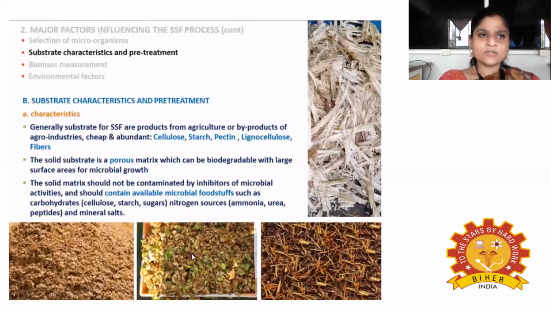So for solid state fermentation, we saw how to do it on a lab scale, how it is done on a pilot scale, and how it is done on a large scale. And then we came to the major factors that are influencing solid state fermentation. Under that, we saw the selection criteria of microorganisms, and what the different microorganisms available are: yeast, fungi, and bacteria.